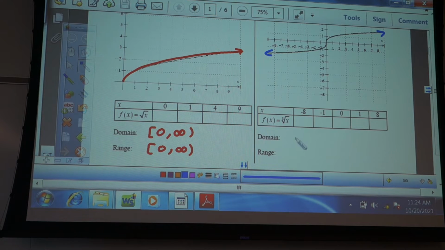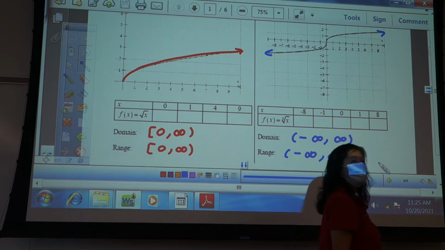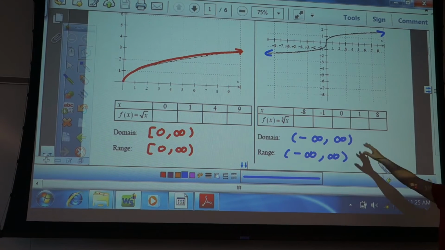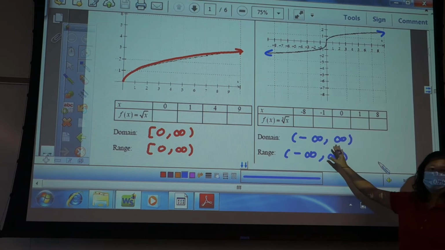Negative infinity, positive infinity. So the S is always going to be negative infinity, positive infinity, always for both of them. The heights and the domain and the range, the heights and the left-rights. So that's the nice thing. This S thing, no matter where it is, no matter how it translates, that one never changes. It's always going to be all real numbers, all real numbers.